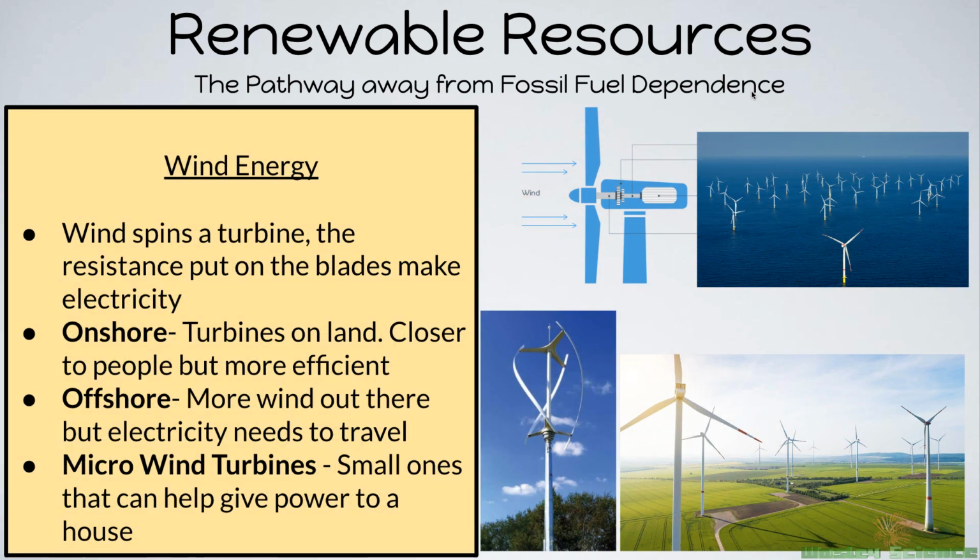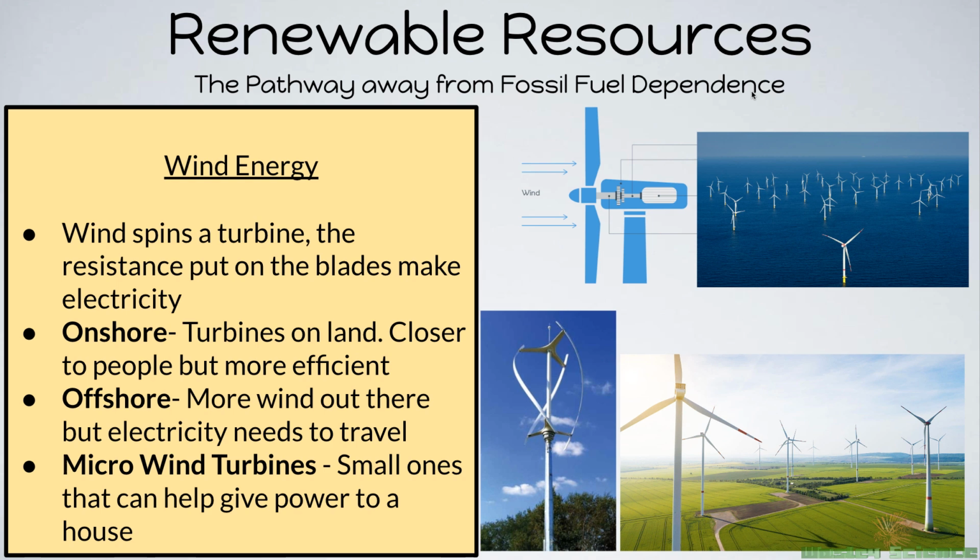The next energy I want to talk about is wind energy, and this involves wind spinning a turbine, and then there's resistance on those blades that then can make electricity. It's a very, very simple energy transformation. You can have onshore wind, which involves turbines on land. They're closer to people, but they can be more efficient, meaning that the electricity from the turbine itself has less distance to travel. Offshore wind will get more wind, but then the electricity itself needs to travel a longer distance, so you lose energy along the way.